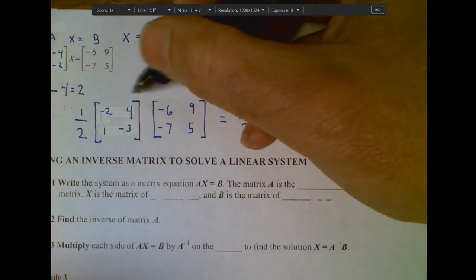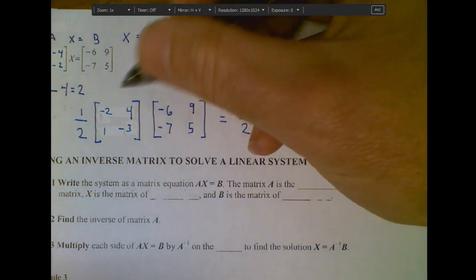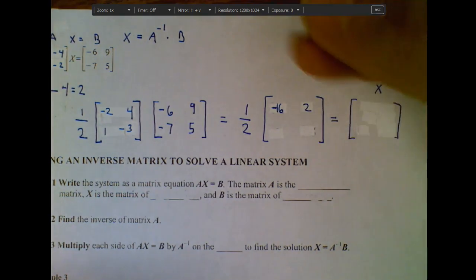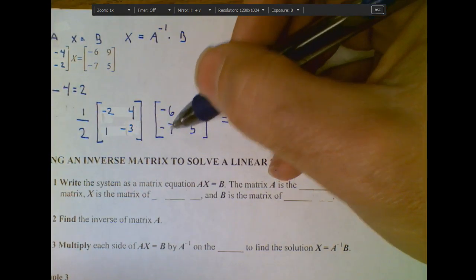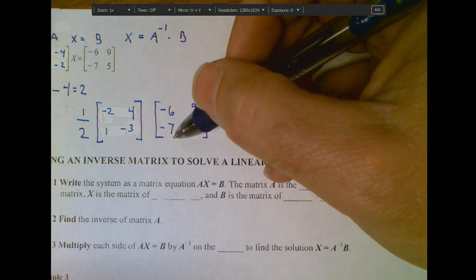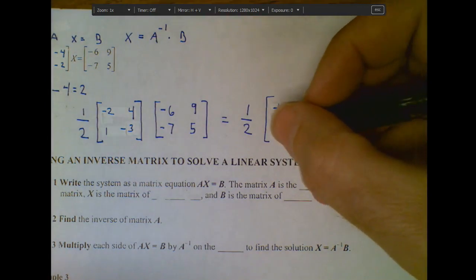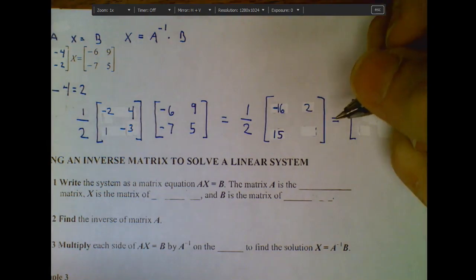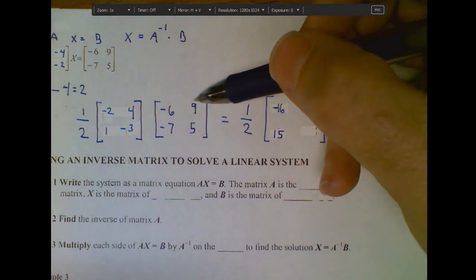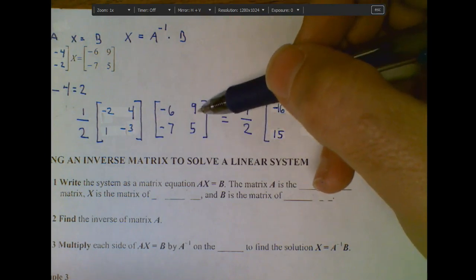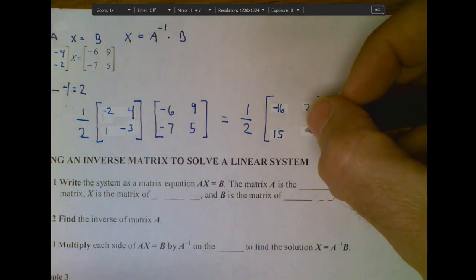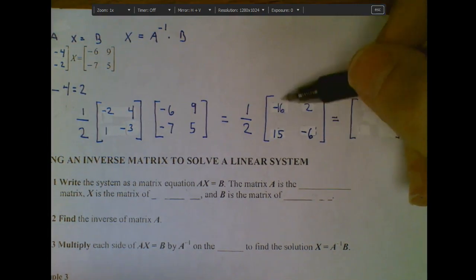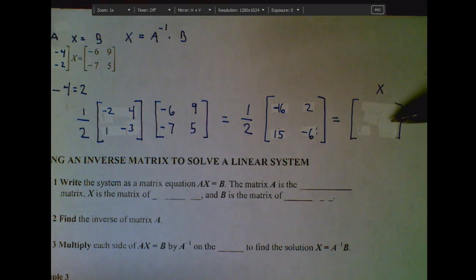Then if we did my top row times the right, so -18 plus 20. Bottom row times the left, so -6 plus 21, would give us that guy. And then if I did my bottom row times the right, so 9 plus -15, gives us that guy. Now I can distribute in the 1/2 to get my solution.